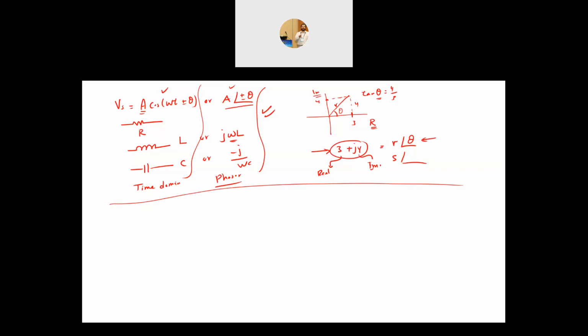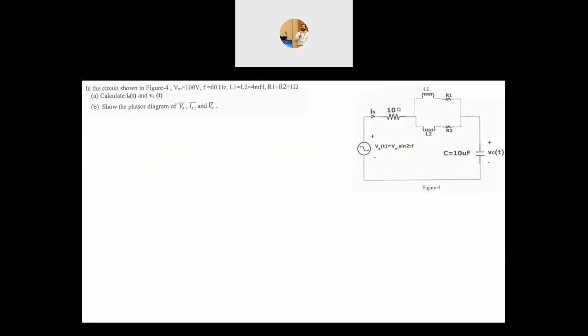So with this little background, let's now go to the question. This is my question here, and you are given Vm as 100 volts. So the magnitude here is 100 sine 2 pi, if the frequency is 60 hertz.